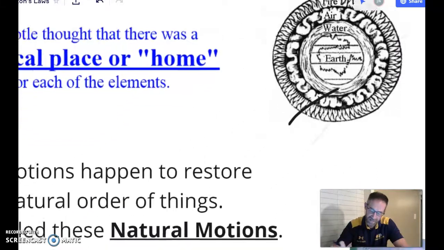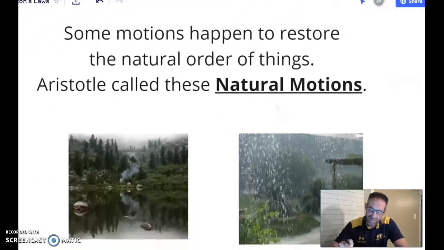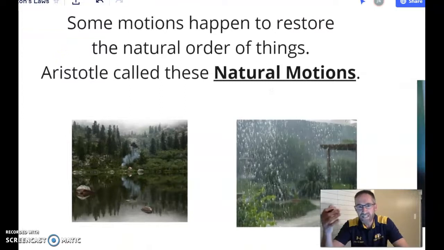And so all that to say, he said that this is what is going to lead to motion. This order and the restoring of that order is going to lead to motion. And he said that we have these natural motions, and that's motion that restores that natural order. And he said that it'll happen on its own. So you have a thing like a campfire with smoke rising, and smoke, he would say, is a combination of air and fire, and it's going up. And why wouldn't it go up? It doesn't belong down there on the earth.